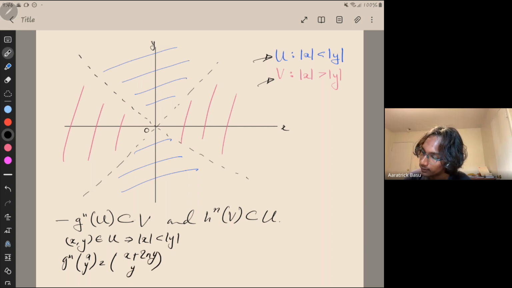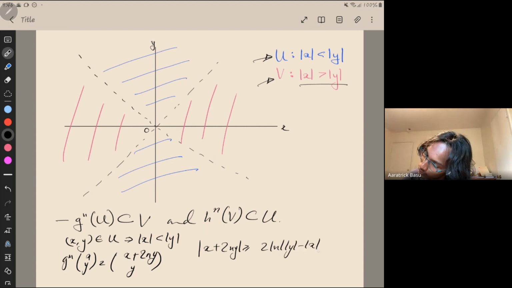So if we want to show that this is in V, we want to verify this. If you look at mod of X plus 2Y, by the reverse triangle inequality, this is bigger than... actually no, I think 2 times mod N times mod Y minus mod X. So, you know, this is fine.